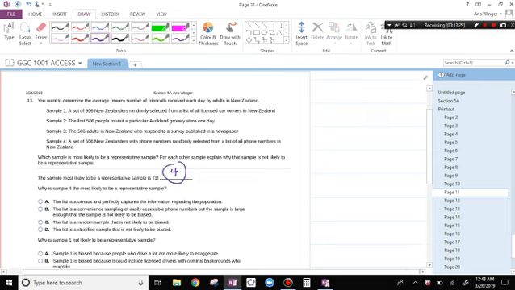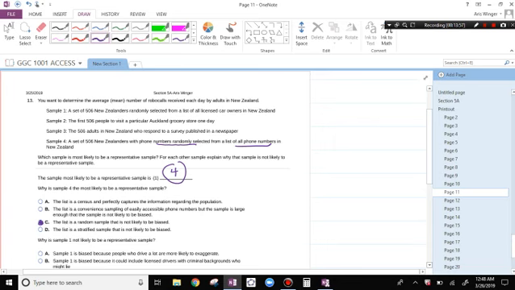Why is sample 4 the most likely to be a representative sample? A set of 506 New Zealanders with phone numbers randomly selected from a list of all phone numbers, and so these are randomly selected from all the phone numbers. That's going to be representative. The list is a random sample that is not likely to be biased.